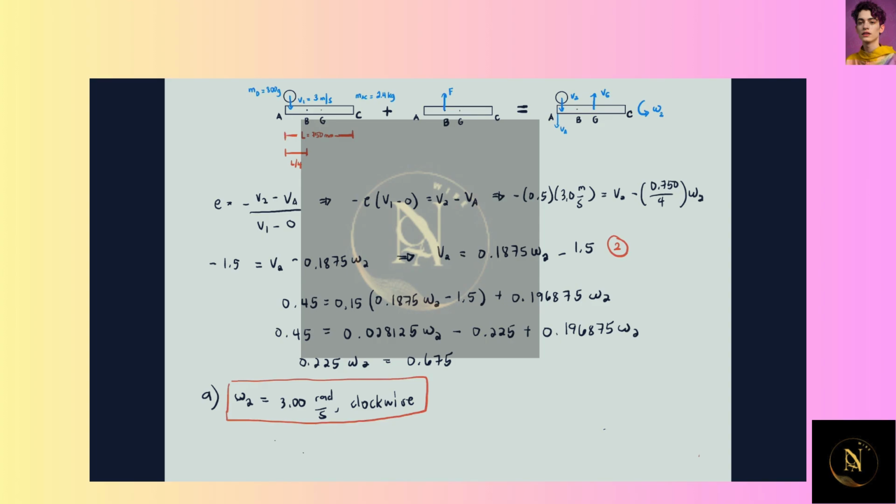For letter B, we need to solve for V2. We'll use equation 2 for this. So V2 is equal to 0.1875 times the value of omega 2 minus 1.5. This is equal to negative 0.938 meter per second. The negative sign here indicates that the direction that we assumed is opposite of the actual direction. So hence, V2 is equal to 0.938 meter per second up.